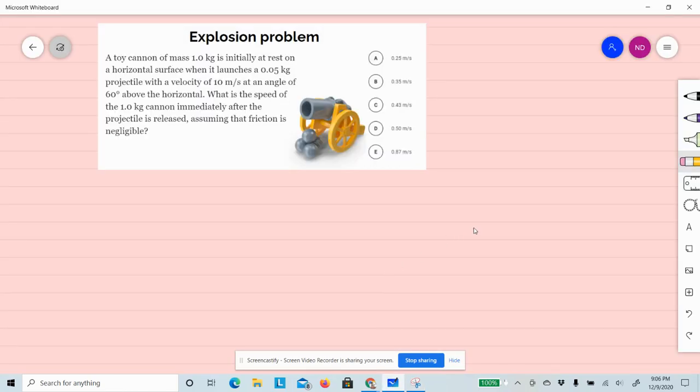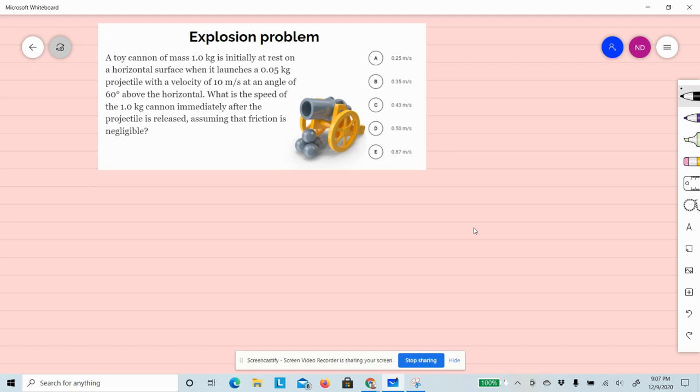All right. This explosion problem is a little more involved than it might first look. You've got this toy cannon with a mass of 1 kilogram, initially at rest on a horizontal surface. When it launches a 0.05 kilogram projectile with a velocity of 10 meters per second at an angle 60 degrees above the horizontal, what is the speed of the cannon immediately after the projectile is released?